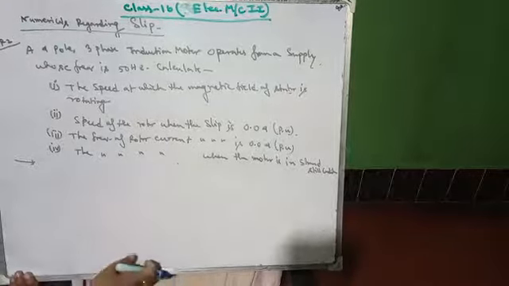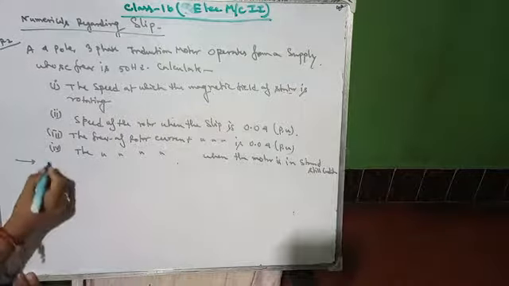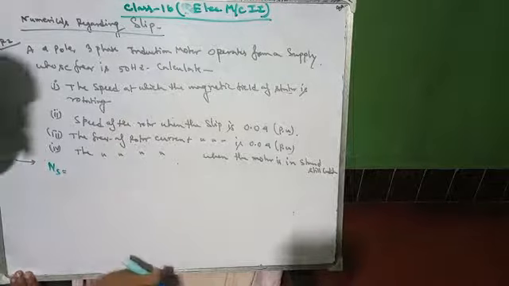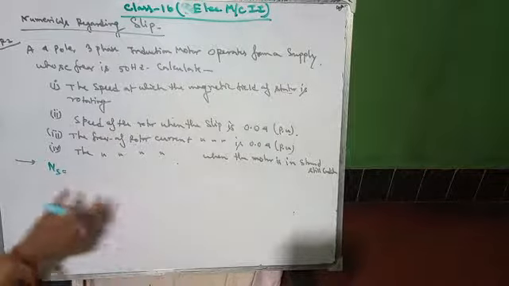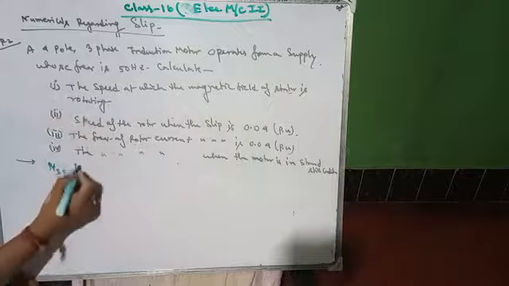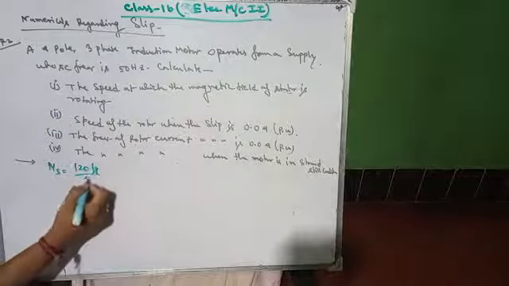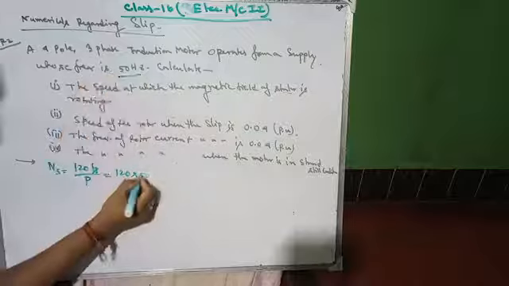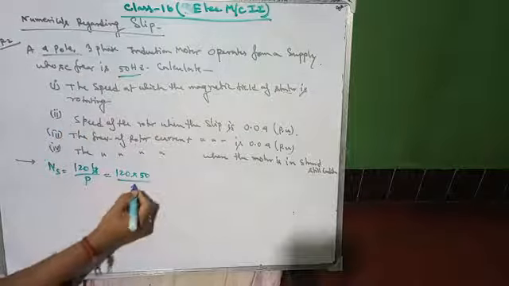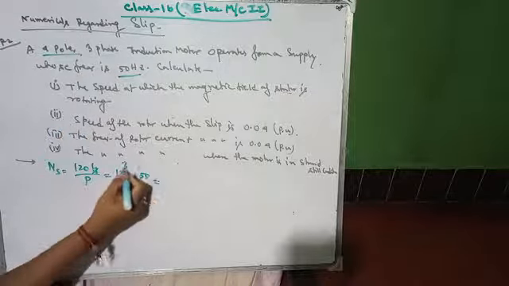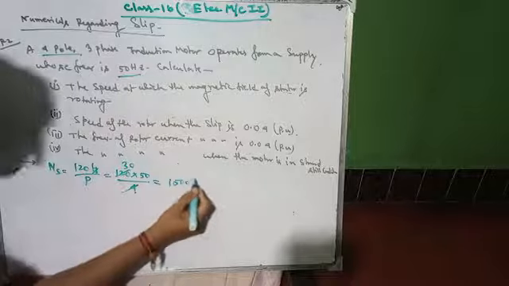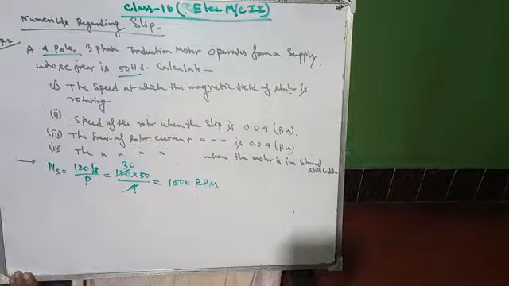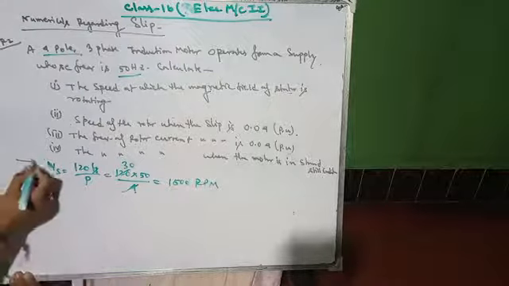So first let's find this NS. Always remember this type of question when it is being asked in your exam, then always first try to find this NS. The formula equals 120 Fs by P. So that means 120 into Fs is how much? 50 Hz. And P equals 4 pole, that will be 4. So your result will be 1500 RPM. Okay, 1500 RPM. So NS equals 1500 RPM. So which is nothing but your first answer.